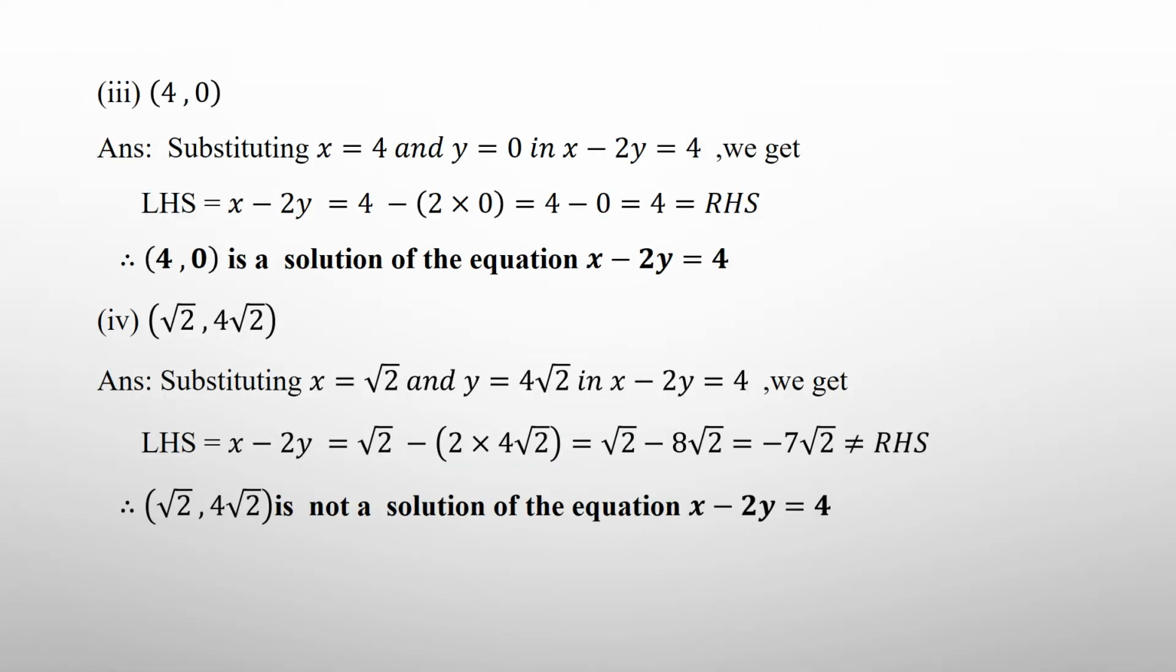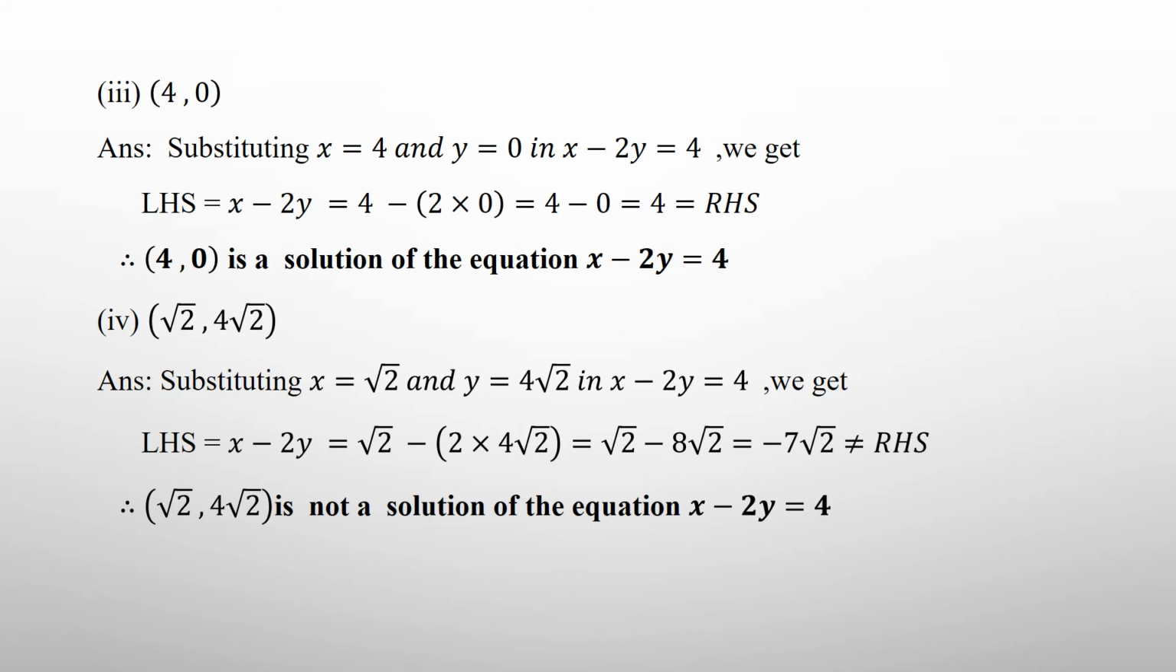Question 3. (4, 0). Substitute x is equal to 4 and y is equal to 0 in the equation x minus 2y equal to 4. We can see LHS will be 4 minus 2 into 0, which is equal to 4 minus 0, equal to 4, which is same as the RHS. Therefore, (4, 0) is a solution of the equation x minus 2y equal to 4.